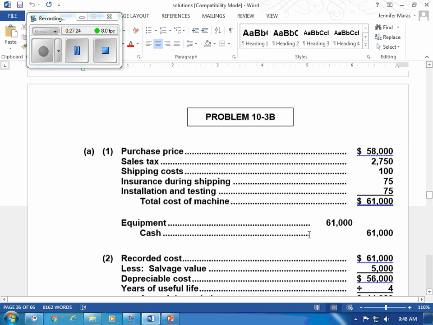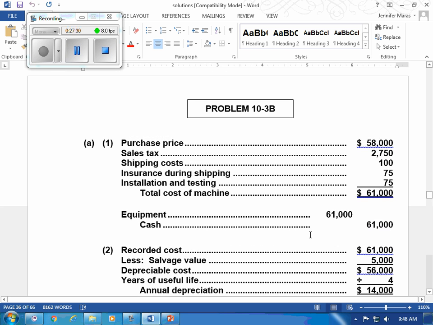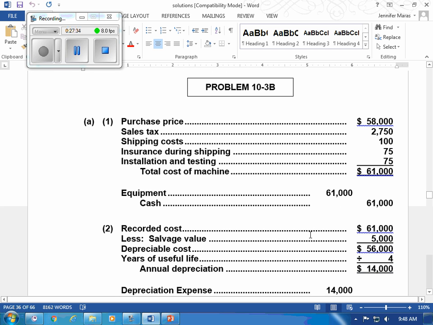I believe we skipped this one. We did not do 10-3. When you get rid of assets, it's the only time you take them off the book. You either sell them, you throw them away, or you trade them or exchange them.